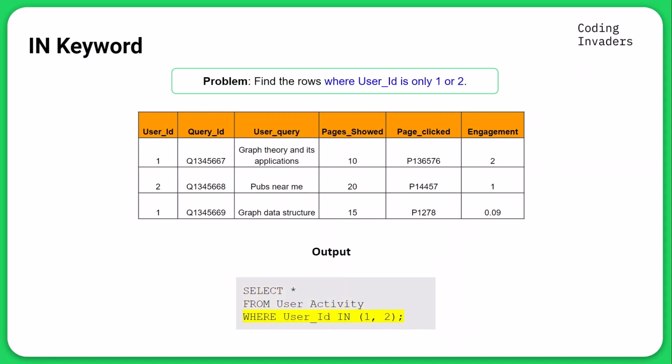As usual, we select all the rows from the input table, user activity. Then we have to write the filter. And what is the filter condition that we have? The condition is on the column user ID. What is the possible list of values that I want to filter my data on? That is 1 or 2. This is quite straightforward. Let's run this in Metabase.